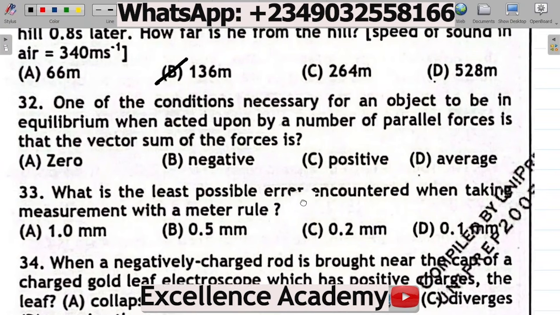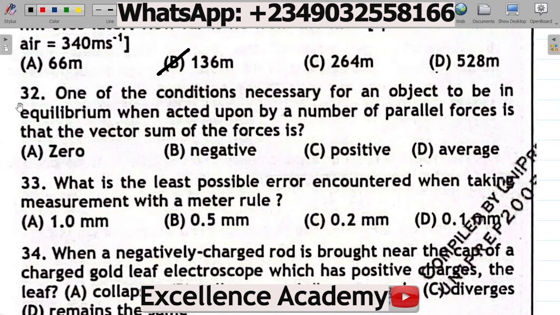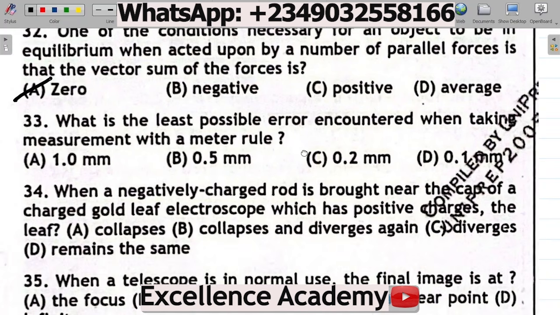That's your answer. Next up, question 32. 32 says, one of the conditions necessary for an object to be in equilibrium when acted upon by a number of parallel forces is that the sum of the forces is A, 0, B, negative, C, positive, D, average. Now, for equilibrium, the sum of forces should be equal to 0. All right. So please take note that for equilibrium, the sum of vector forces is equal to 0. The correct answer there is A, 0.